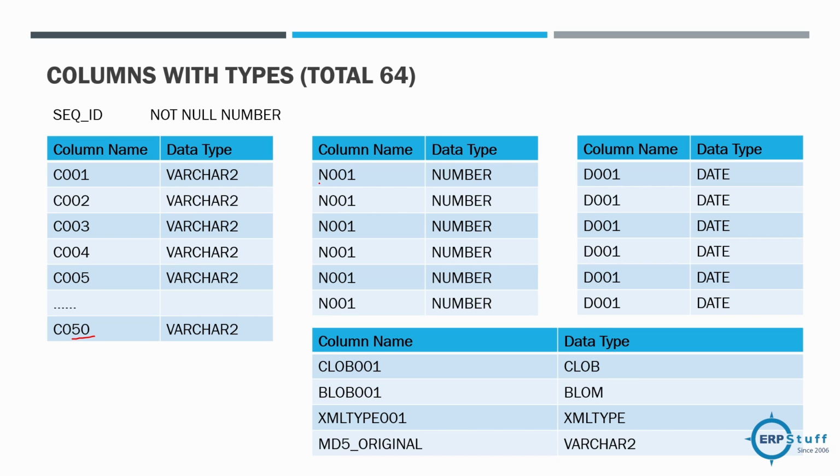Then you have number columns starting with N, but it is up to 5, so N001 to N005. Same for the date columns, 1 2 3 4 5. Then you have CLOB, BLOB, XMLTYPE, and MD5_ORIGINAL. MD5 is calculated for the whole member, or for the whole row, whichever data is used.